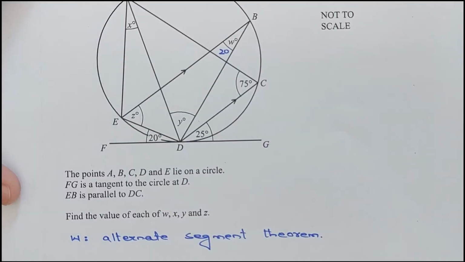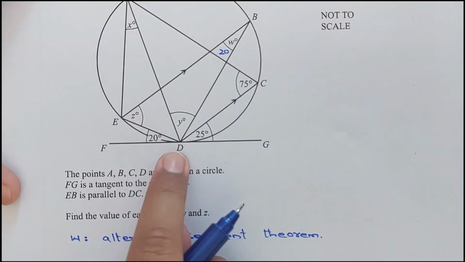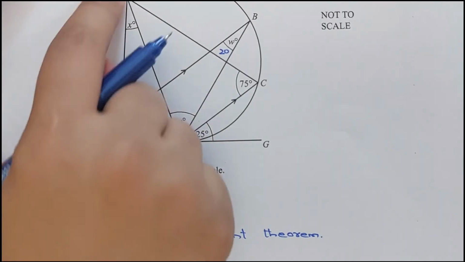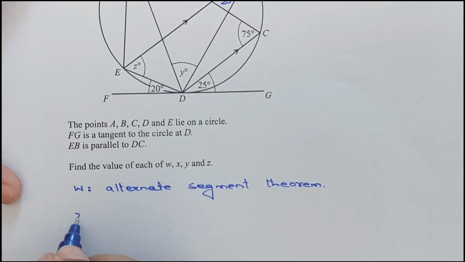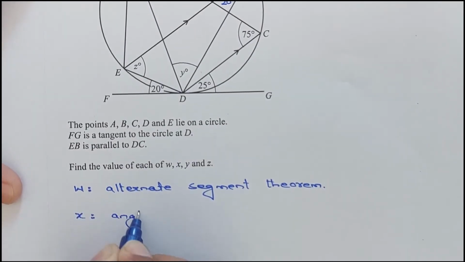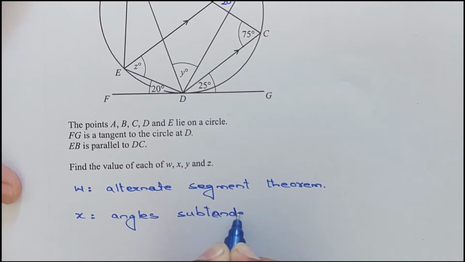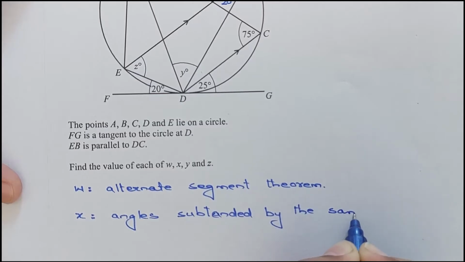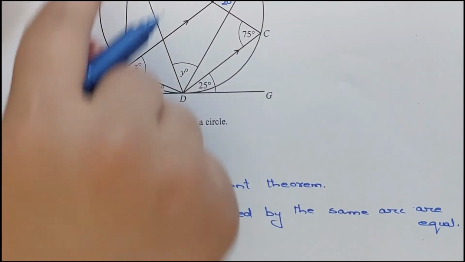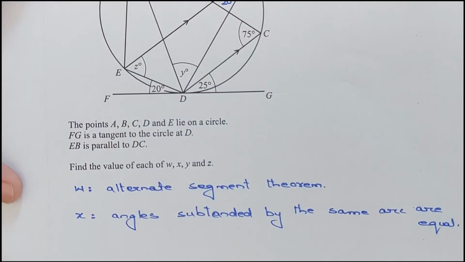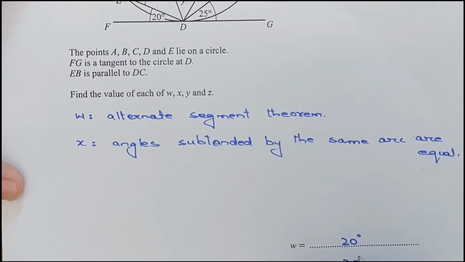All right. So EBD is 20. EAD is also 20. Angles subtended by the same arc. So for x, angles subtended by the same arc are equal. You can see EBD and EAD both are subtended by the arc E and D. So this is also equal to 20 degrees.